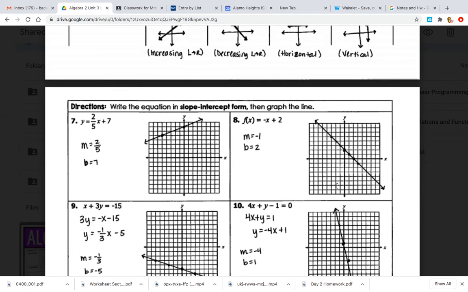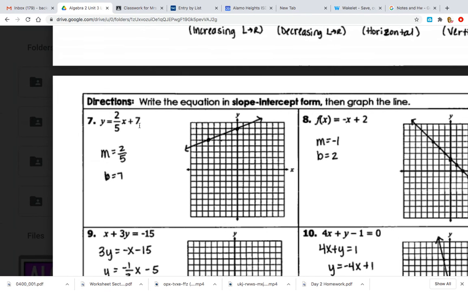So with being in y equals mx plus b format, like I said, we can grab the y-intercept really easy. So if I look at number 7, I can see that 7 is my y-intercept. That means (0, 7). So if I go from 0 up 7, I get this point right here.